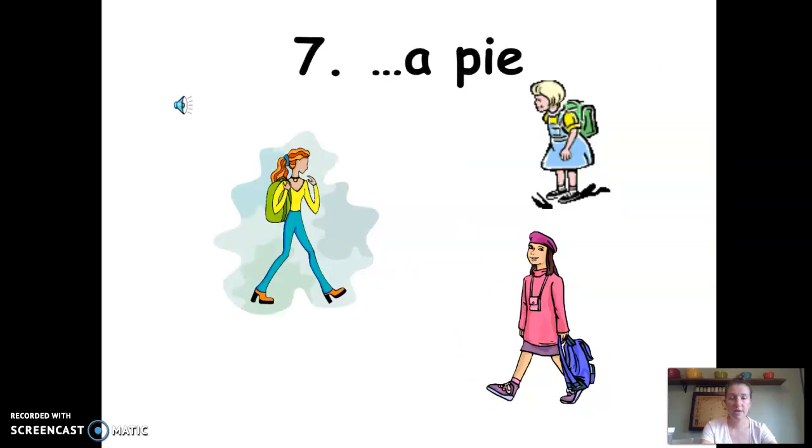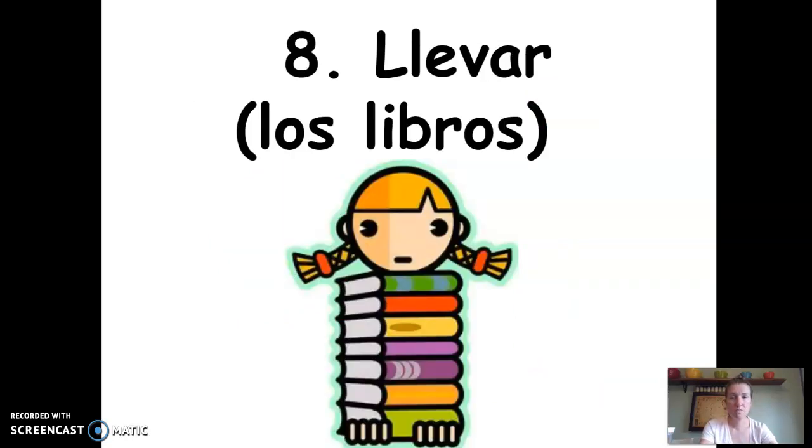And the third way to get to school is walking, which is a pie. And you might remember from grade 6 that this word here, it's not pie, right? It's pie. It means foot. So on foot is sort of another way to say walking, right? You walk to school. All right, so llevar with 2 L's has a couple different meanings. So in this case, if you have it llevar los libros, that means to carry. So for example, to carry books.